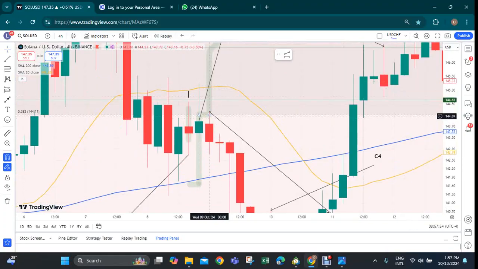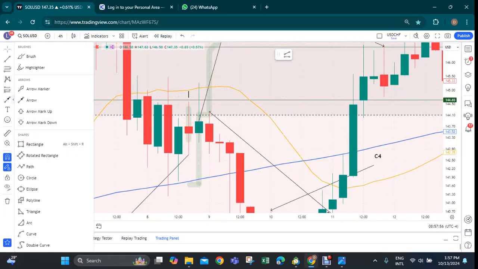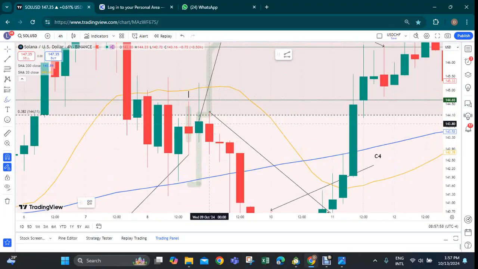Now we have a wick above, with a bearish body and a wick below, but the one above is higher than the one below. We saw this after the green candlestick that we were already in the trade with, which allowed us to go for a rejection.